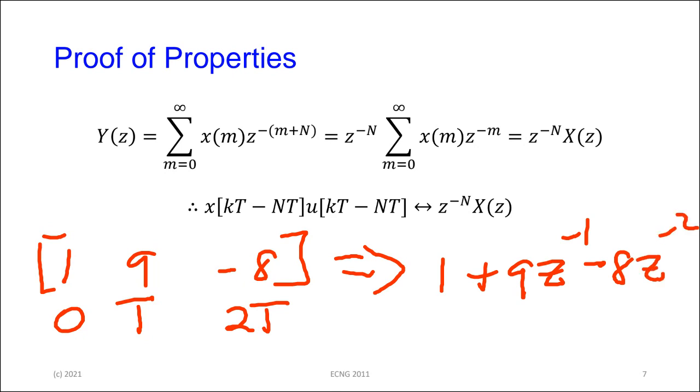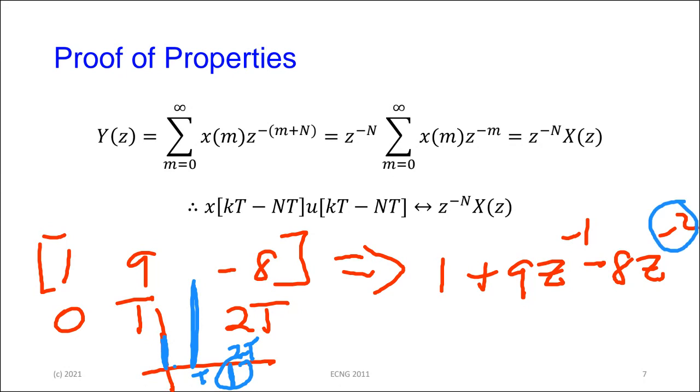Notice that if I were to plot this on a little graph, it would be 1. You would have 1, then you would have 9, and then you would have minus 8. This one is at time t, this is at 2t. In other words, this value is delayed relative to the first one. It's coming 2 time periods after.